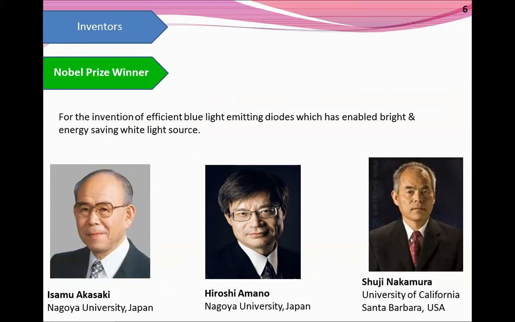Nobel Prize winners for the invention of efficient blue light emitting diode, which has enabled bright and energy-saving white light sources. They are Isamu Akasaki, Nagoya University, Japan; Hiroshi Amano from Nagoya University, Japan; Shuji Nakamura, University of California, Santa Barbara, USA.